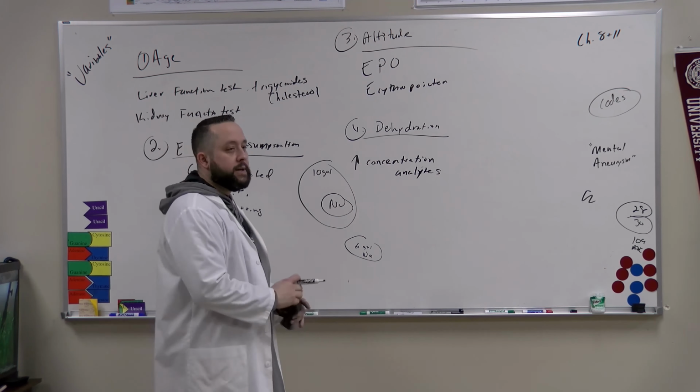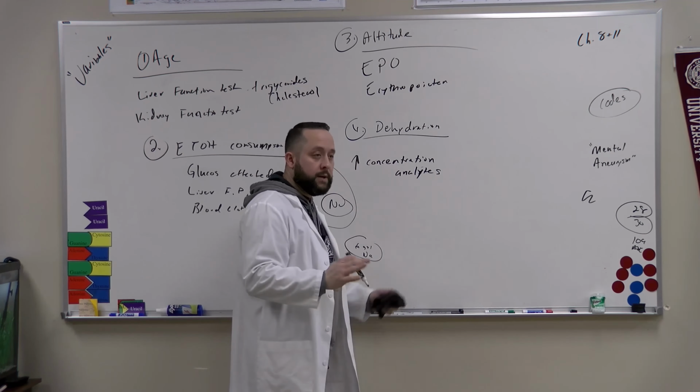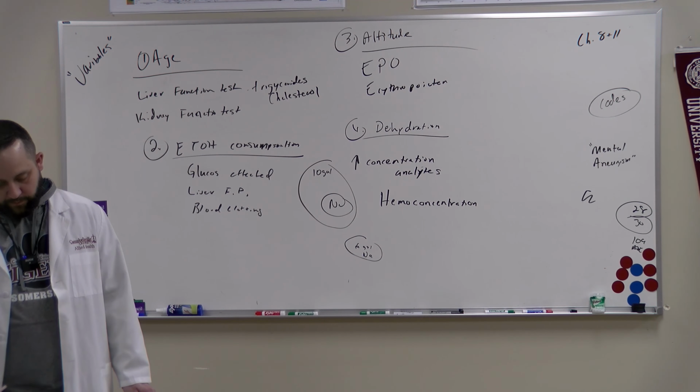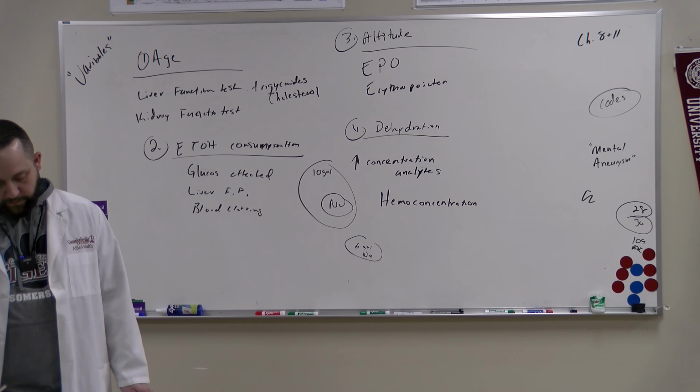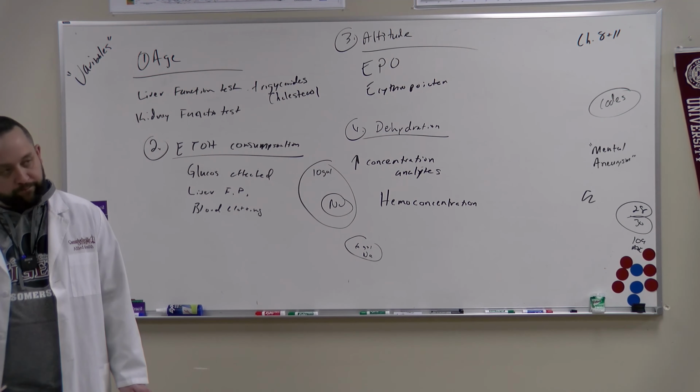This issue that we're talking about right now, and a test key word to remember, another H word, is hemoconcentration. Concentration of the blood. Very important word. It leads to a false increase in analytes, including red blood cells, enzymes, calcium, and sodium.